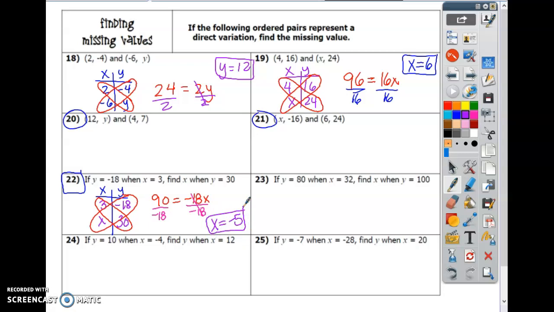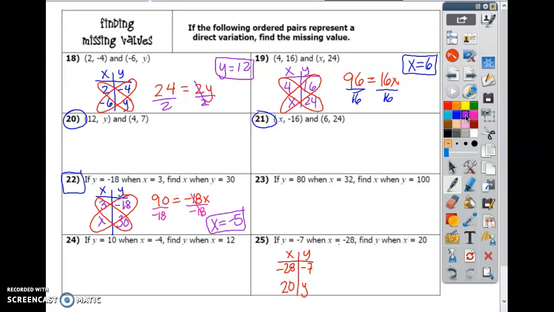I'm going to do one more and then you're doing 2 by yourself. So let me do this one right here. Make your table. Put the numbers in there. It says y is -7 when x is -28. So x is -28. Y is -7. Find y. So I don't know what y is when x is 20. So I'm typing 20 here.